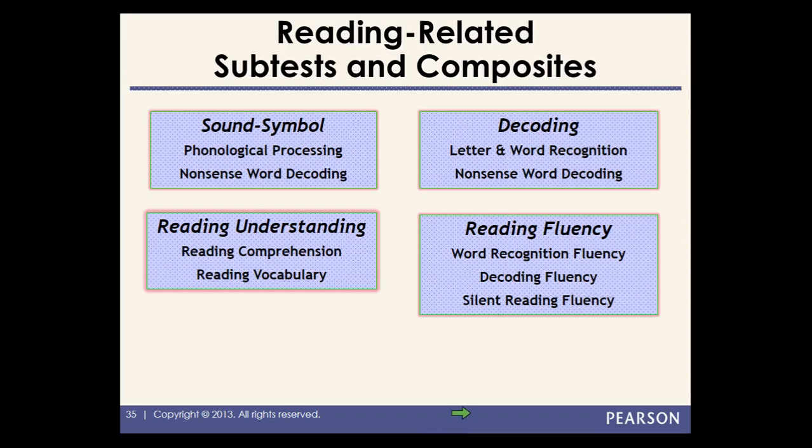We do have reading-related subtests and composites. So we have them listed here. Sound symbol, made up of phonological processing and nonsense word decoding. We have reading understanding, which is reading comp and reading vocabulary. Decoding, which is letter and word recognition and nonsense word decoding. And reading fluency, which is going to be made up of all those 3 fluency tasks: word recognition, decoding, and silent reading fluency.